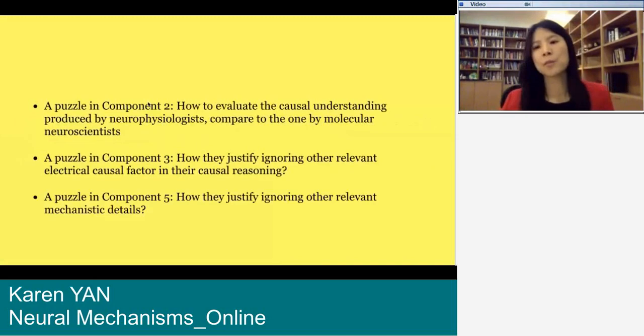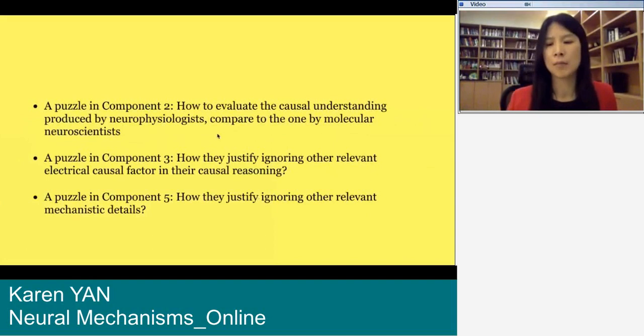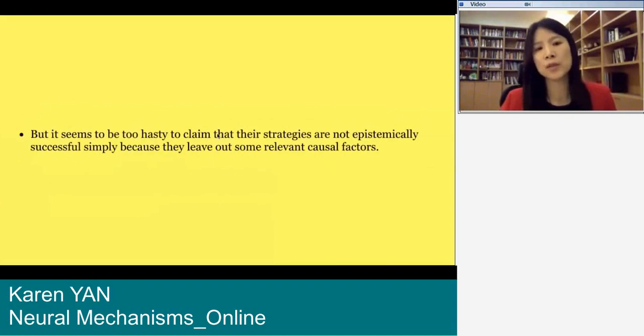So if we put the 3 puzzles that I point out in the case study together, you can see that they all involve ignoring or leaving out some relevant causal factor, whether it's electrical or mechanistic. And so there is this fact that they're leaving out some relevant causal factors. But at the same time, I think it seems too hasty to claim that their strategy is not epistemically successful simply because they leave out some relevant causal factors.